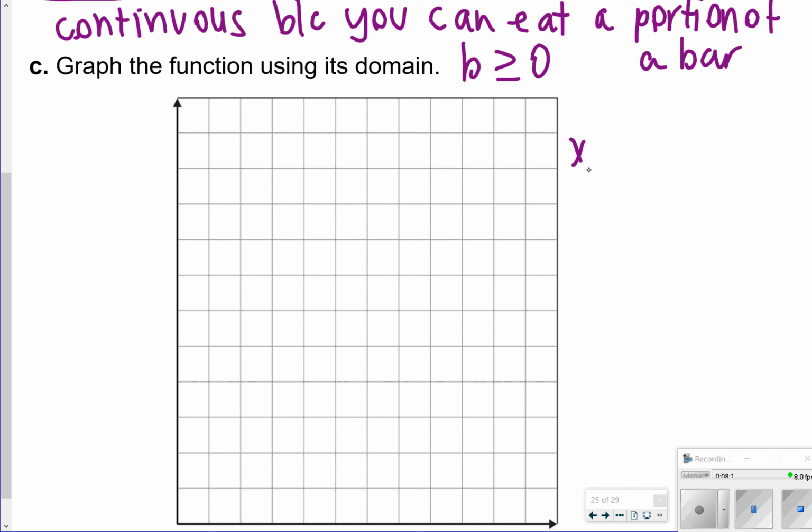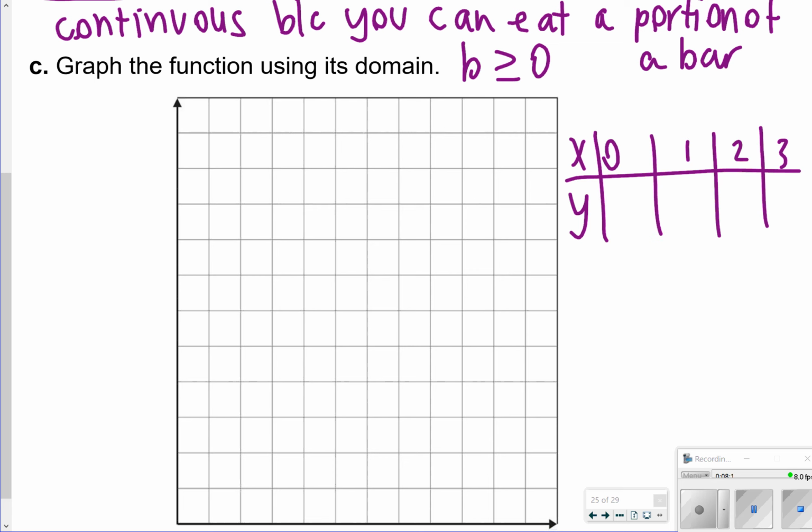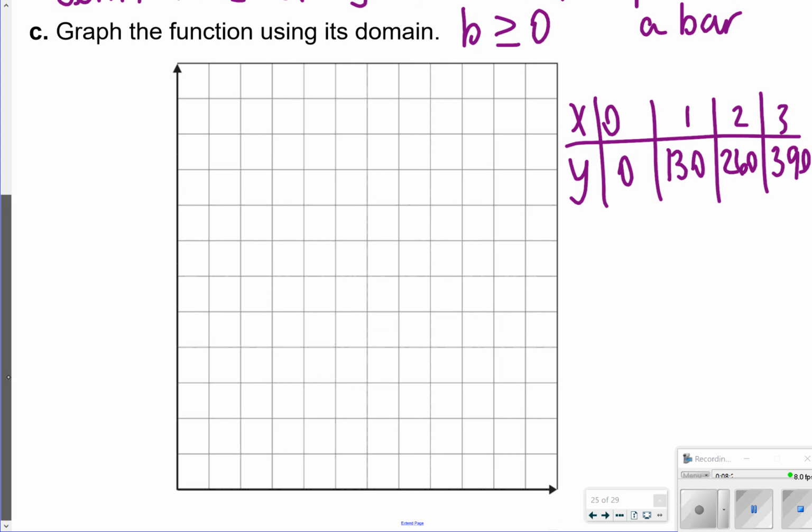Okay, so on your XY chart, I just started with 0 and did 1, 2, 3. 0 bars means 0 calories. 1 bar would be 130 calories. 2 bars would be 260, and 3 bars would be 390. Okay, so over here in my graph, I'm going to have 1, maybe space them out a little bit more, 2, and 3. Okay, and then let's do maybe just by hundreds.